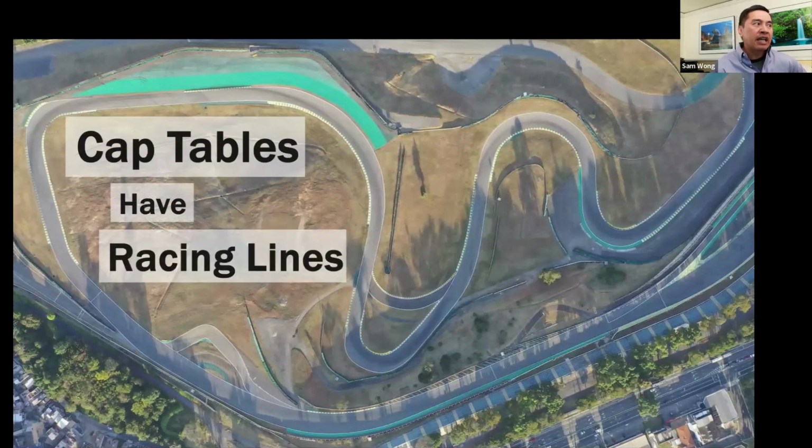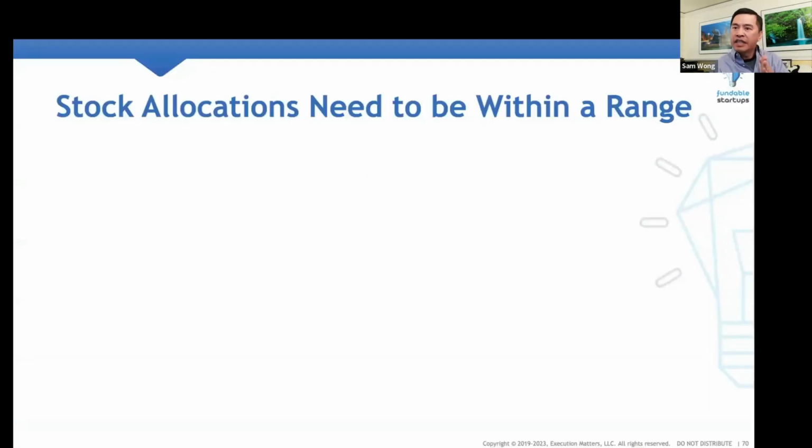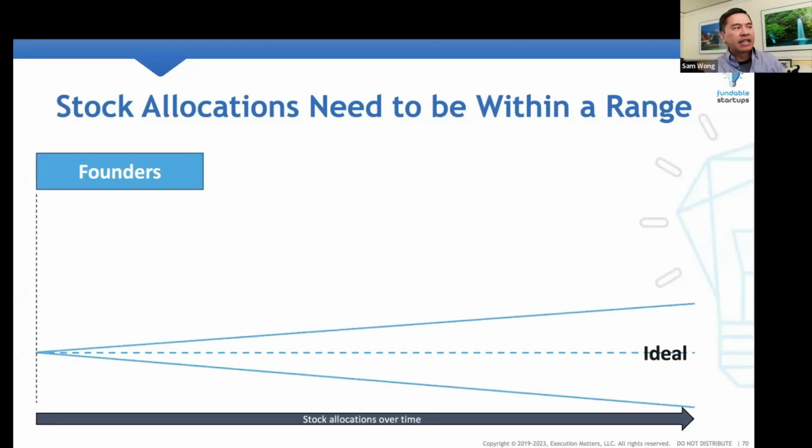In the same way that a well-used racetrack has racing lines, which you can kind of see if you look closely at this, all the hairpin turns and all the corners, you see the tire tracks where everybody goes down that path. Cap tables have the same concept: this is the center path that you want to stick to if you want to do it the right way. So when you create your startup, you generate the grants to the founders, etc. The ideal path might be the dotted line down the middle.